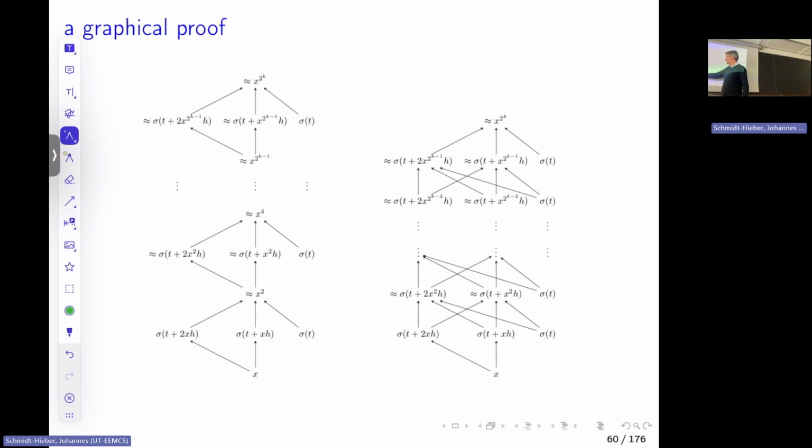If we make this h small, I hope you can see it in the back row, somehow the approximation gets better. Now we use this as the input and take exactly the same network as here. But since the input is x squared, it gives us x squared squared, x to the 4, and so on, until after k steps we reach x to the 2 to the k as an approximate output.